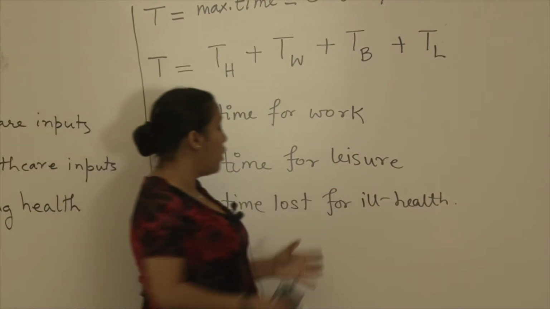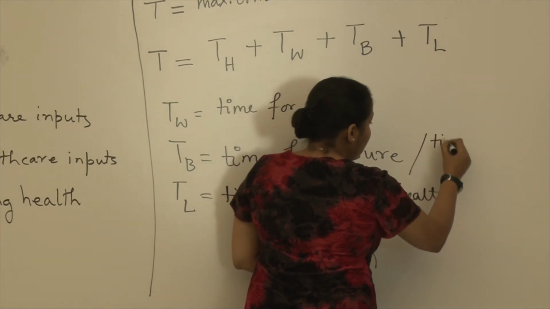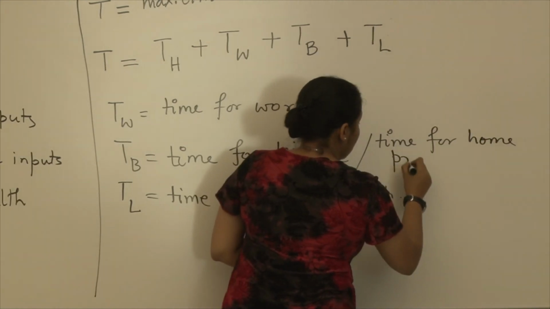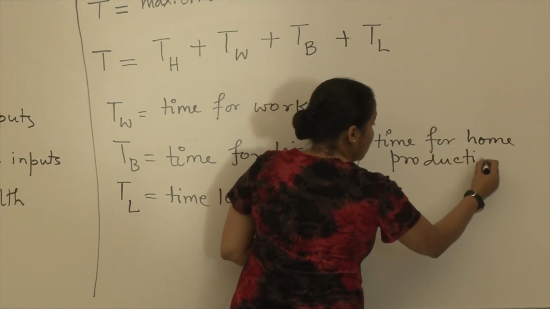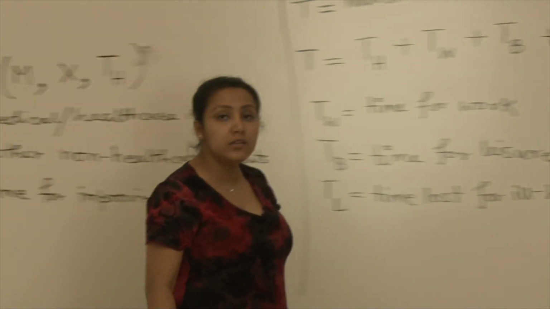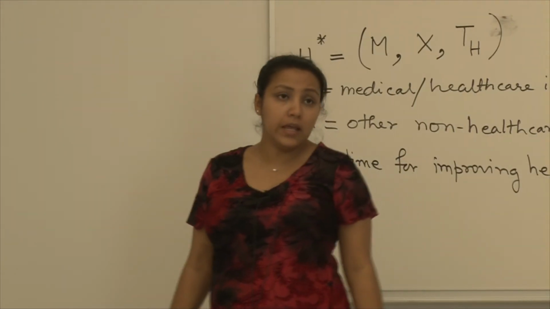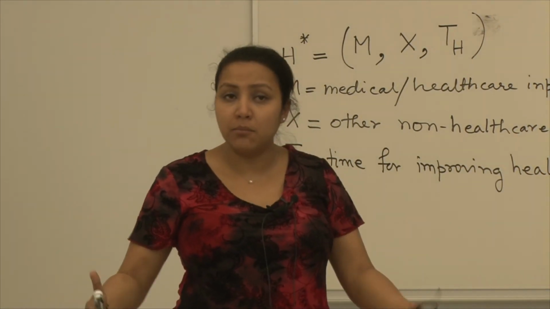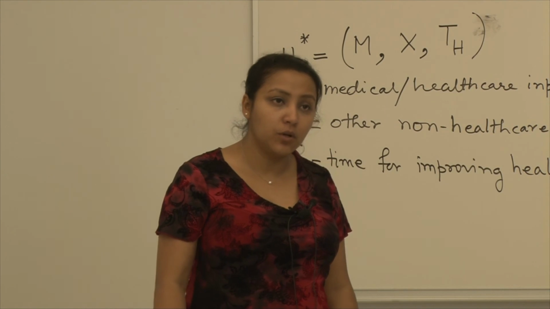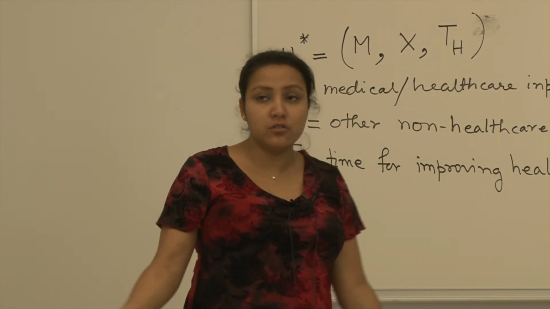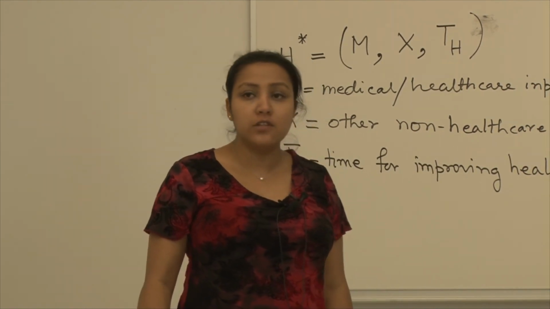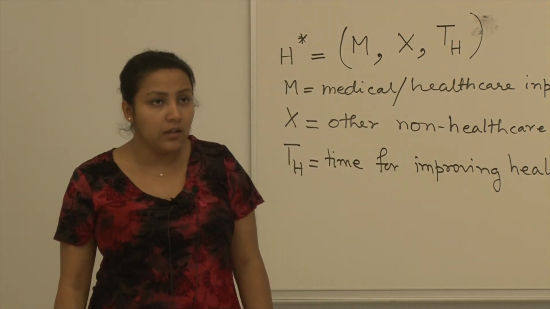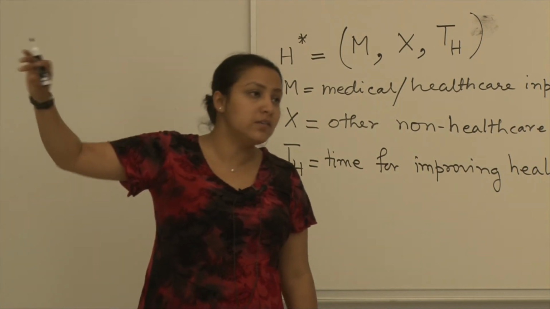Now this is also called the time for home production. And why are we calling this the time for home production? Because in economics, as long as you are active, as long as you are doing something, it is producing something. If you are watching TV, you are producing entertainment for yourself. If you're sleeping, you're producing relaxation for yourself. So as long as you're doing something, production of something is taking place.